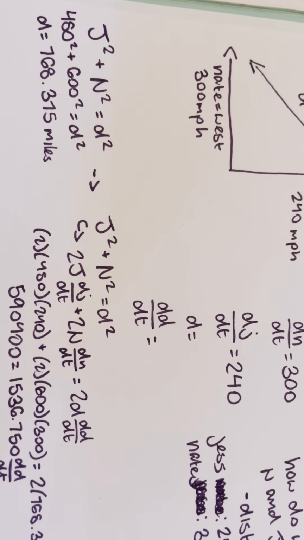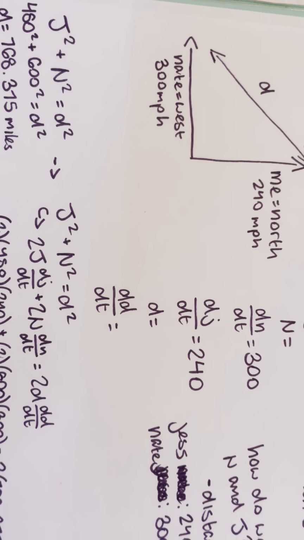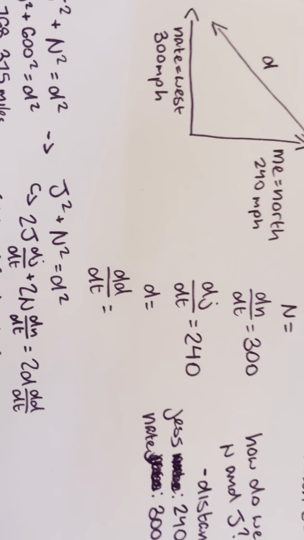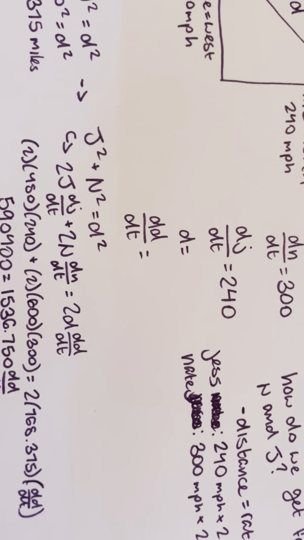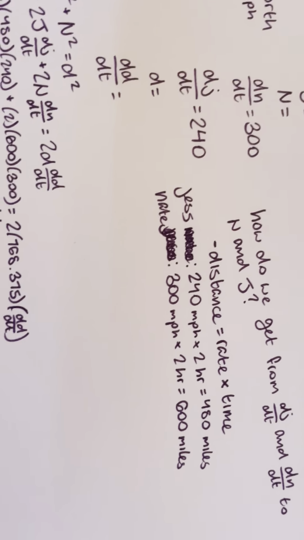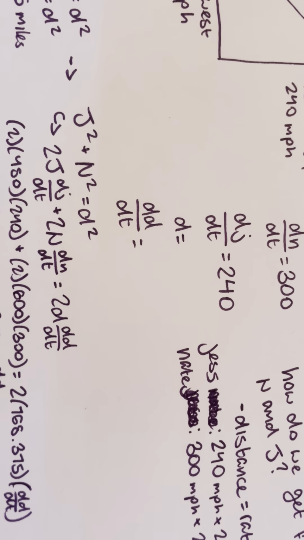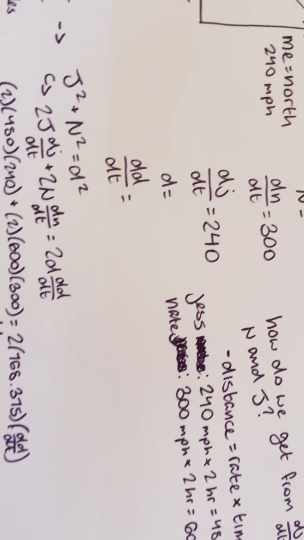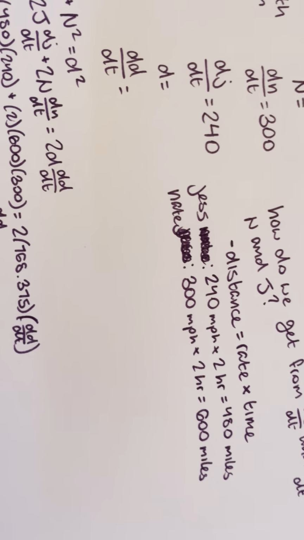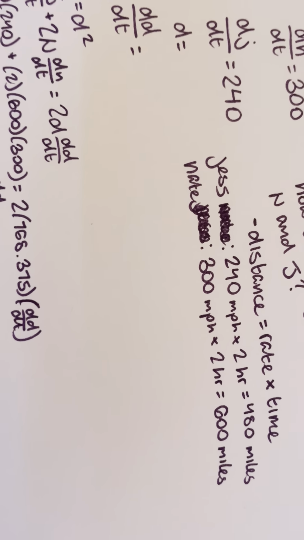So I just had to do the derivative and implicit differentiation. It goes from j squared plus n squared equals d squared to 2j dj over dt plus 2n dn over dt equals 2d dd over dt. Well, as you can see, that's some pretty complicated math. But basically, now we're grateful that we have everything but dd dt. So 2 times j, which is 480, times dj over dt, which is 240, plus 2 times 600, which is n, times 300 dn over dt, equals 2 times 768.375, which is d, times dd dt.